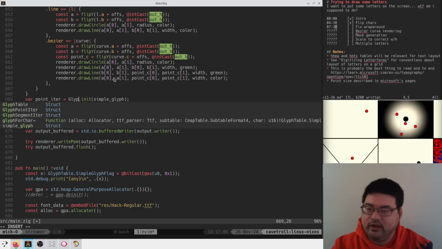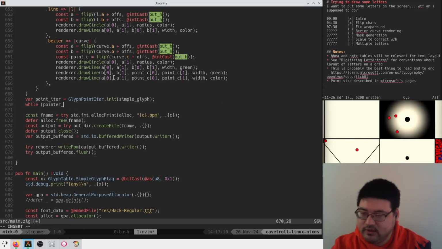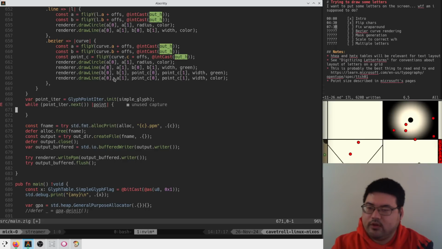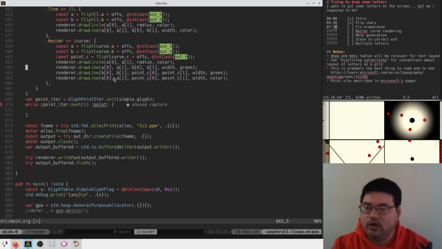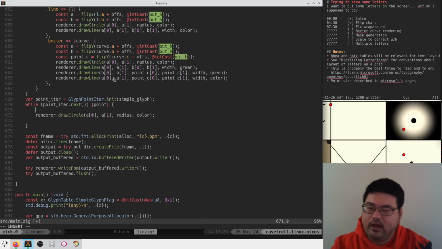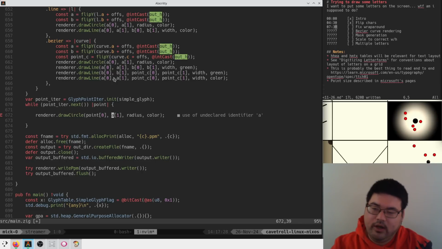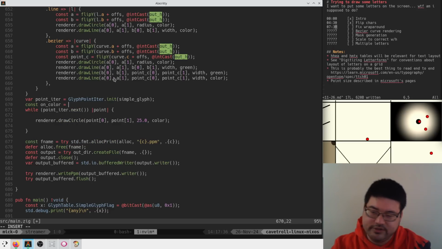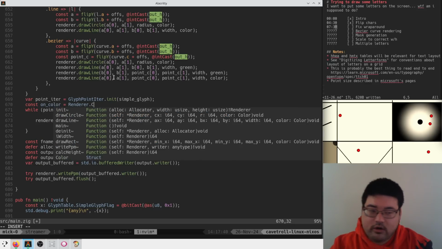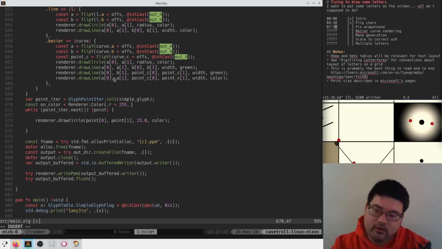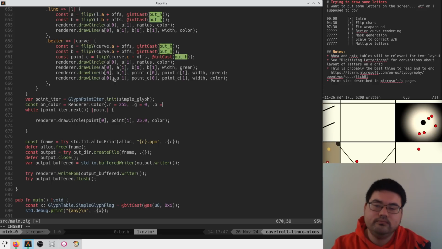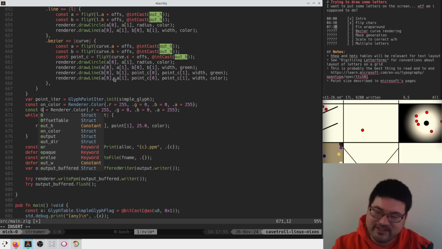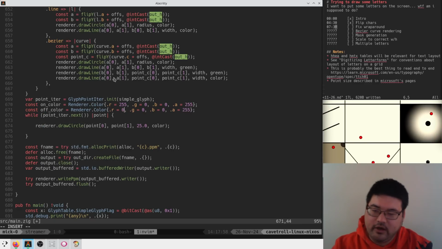Point iter is a glyph point iter, and while point iter.next, we have some point we want to look at. Point. And I guess it's literally just draw a circle at that point, right? And so this is 0.0, 0.1. I guess we'll switch the color based off of if it's on or off. So on color is going to be a renderer color of our red, maybe? Sure. I don't know why I have alpha in here. I don't support alpha, so I don't know what I'm expecting here, but whatever. And then off, we'll call it blue.